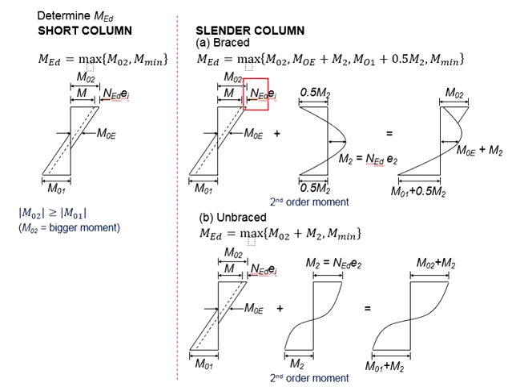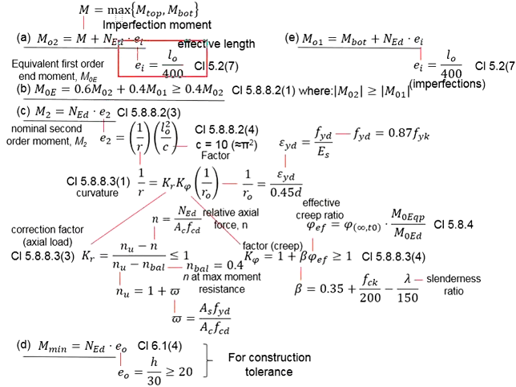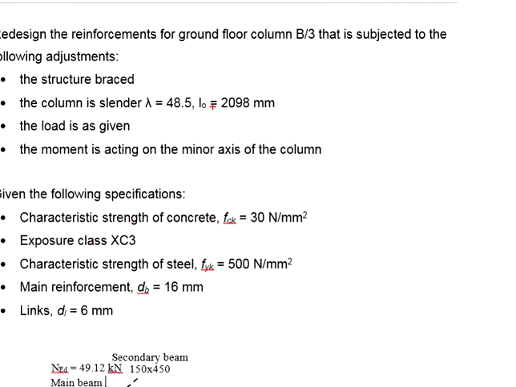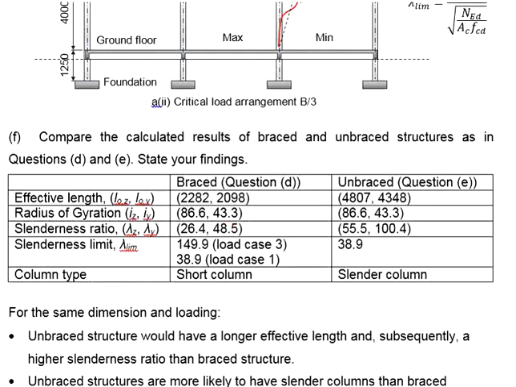NED is given, which is 49.12. ei is calculated based on the effective length divided by 400. The effective length is given as 2-point-something meter, which was adopted from our previous questions. Now we are designing in the minor axis. Braced structure, minor axis, effective length is 2-point-something meter. As for the slenderness ratio, 48.5.